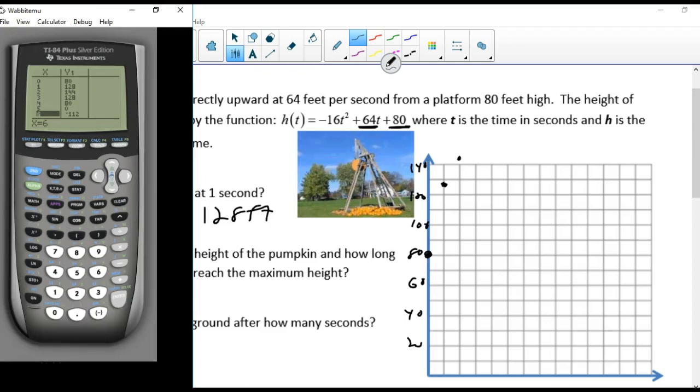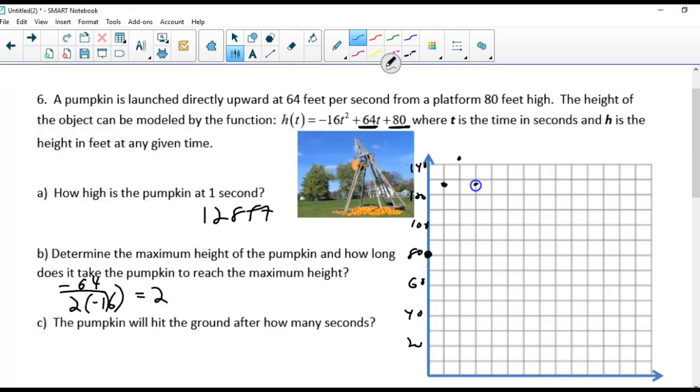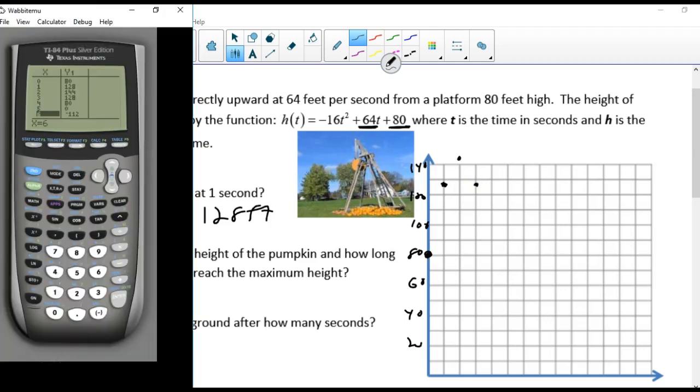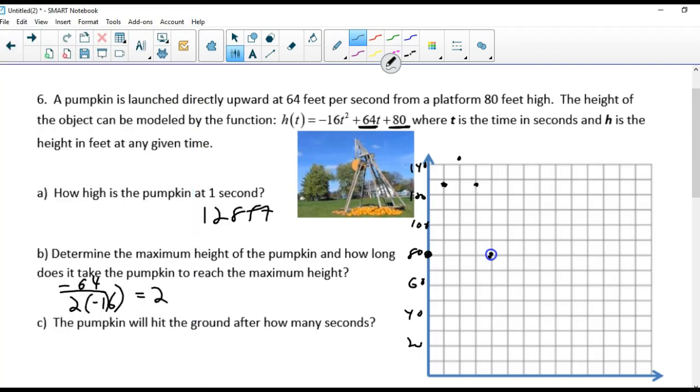Now, where will it be for the rest of the graph? At 3 seconds, it'll be at 128 again. At 4 seconds, it'll be at 80, and at 5 seconds, it'll be at 0. And then we just draw our graph.